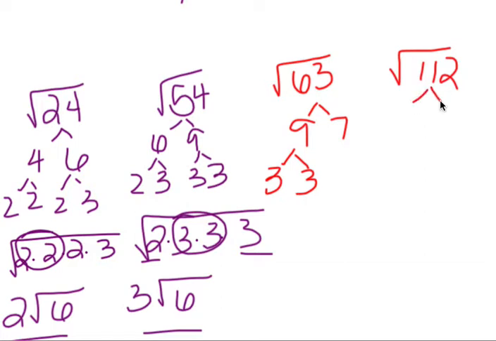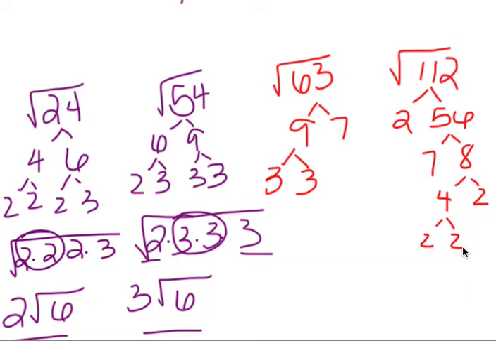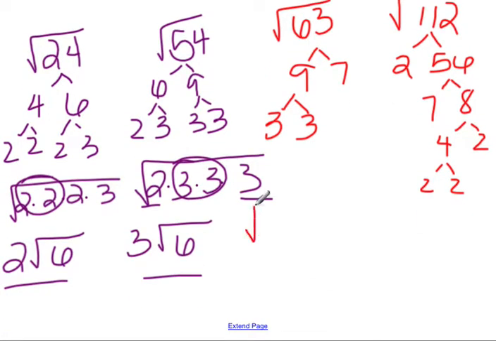Taking a look at 112. Well, 112 can be broken down to 2 and 56. Well, 56 then I can break down to 7 and 8. So 2 and 7 are primes, but I still have to continue breaking down this 8. So I break it down to 4 and 2, and then the 4 I can break down to 2 and 2.